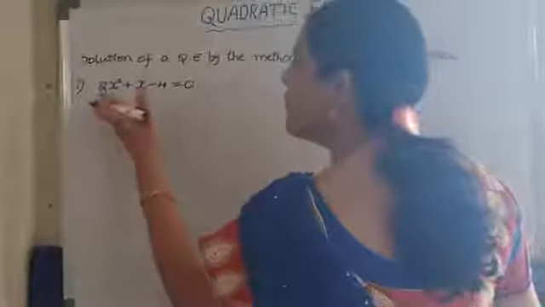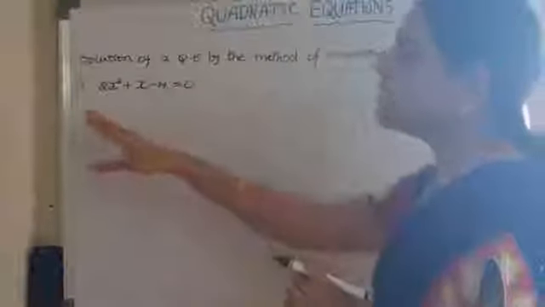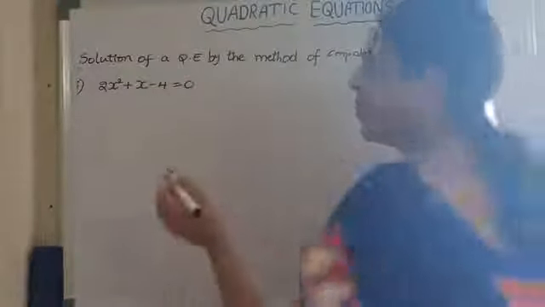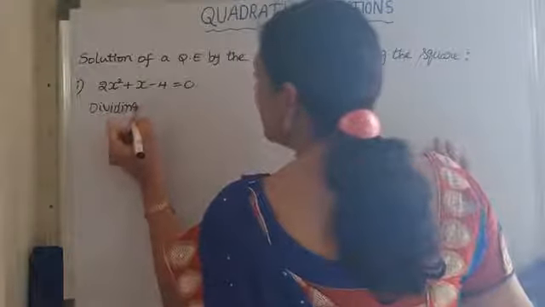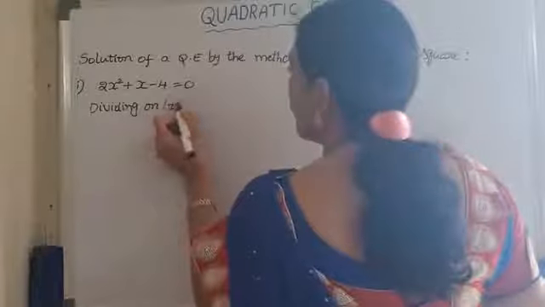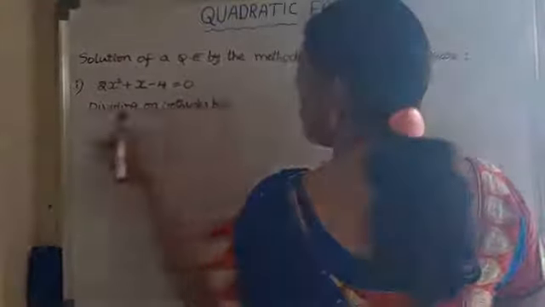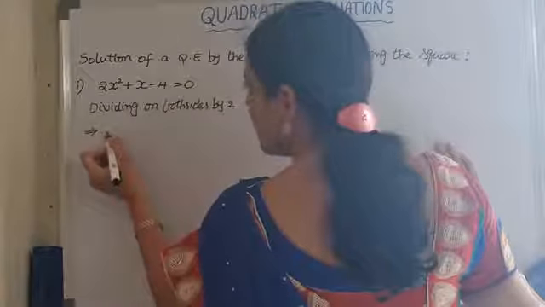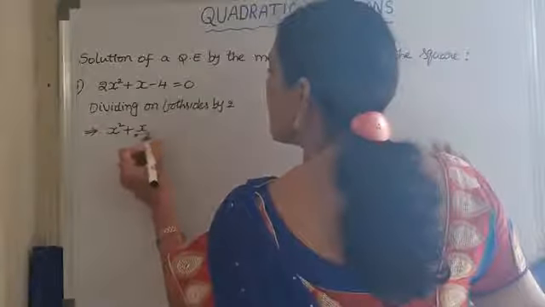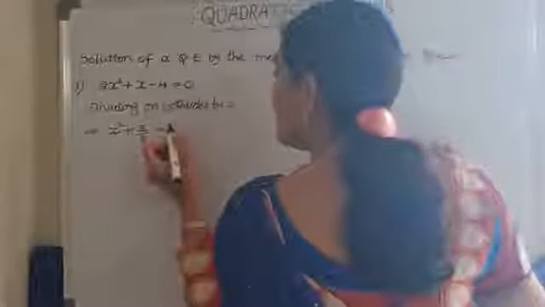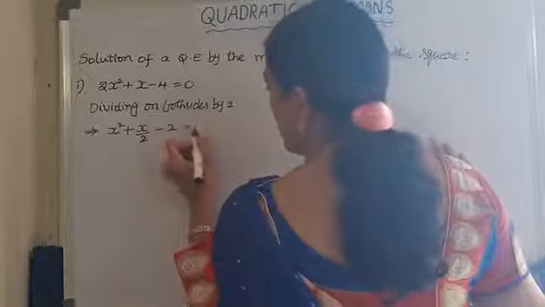So, how to do this? This 2x square, to make it 1x square, we divide throughout the equation by 2, that is, dividing on both sides by 2. That is the first step. Then this equation becomes 2x square by 2, which means x square, plus x by 2, minus 4 by 2, that is, directly we can write 2, is equal to 0.